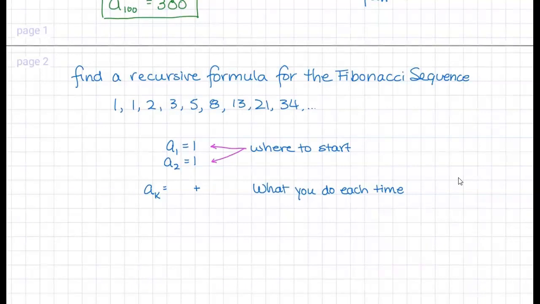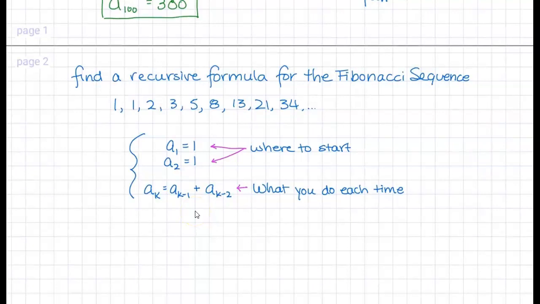Now, how are we going to write that? Well, what comes right before k? k minus 1. And then what comes before k minus 1? k minus 2. And so this is saying a term is the previous term plus the second previous term. And then that's it. And then what we do is we actually bracket these together to show that all of this goes together as one rule. So you have to say where you start, and you have to say what you do each time. And that's a recursive formula.